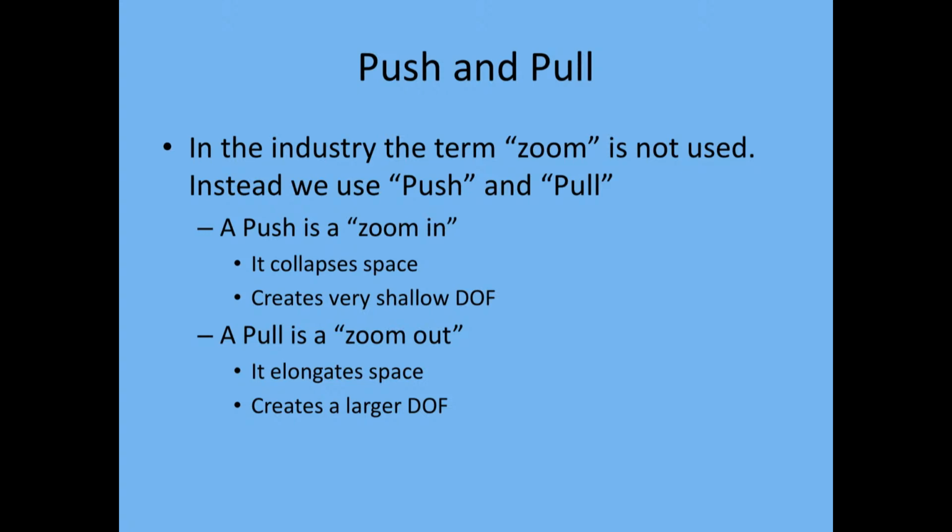All right, so we don't use zoom. Zoom is not really a term anymore. Zoom is too broad. So instead we use the terms push and pull. A push is a zoom in, air quotes, zoom in. It collapses space. It creates very shallow depth of field. A pull is a zoom out, air quotes, and it elongates space, and it creates a larger depth of field.